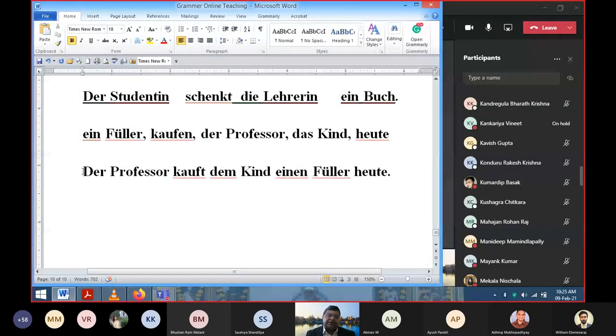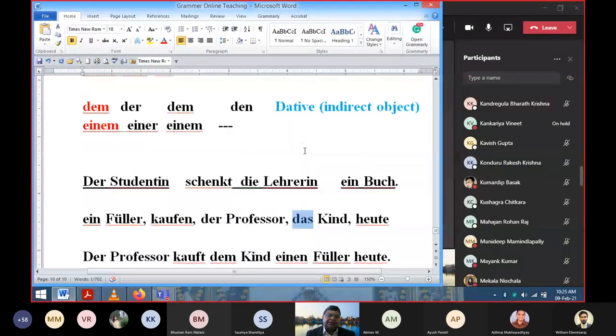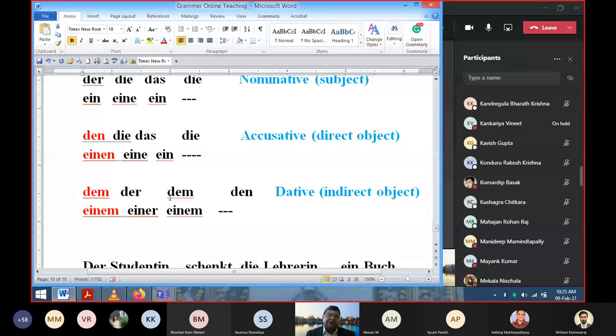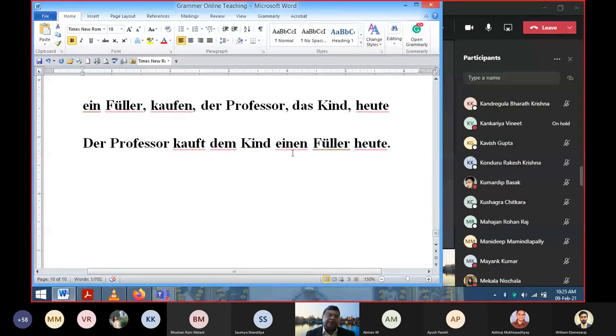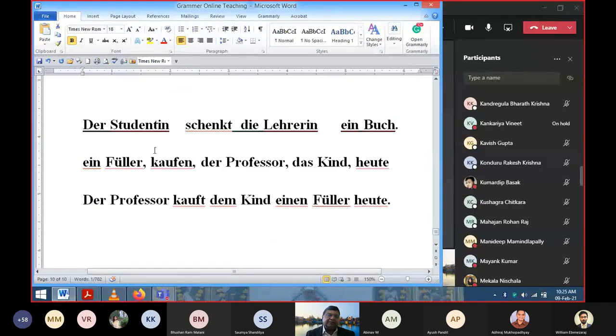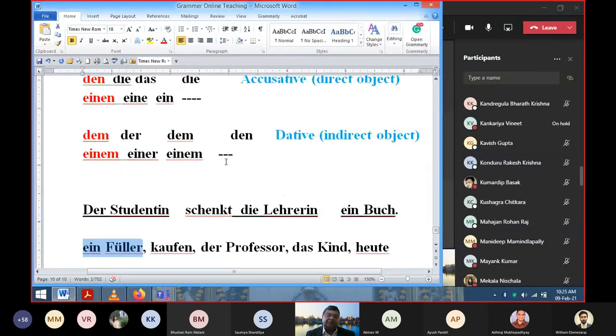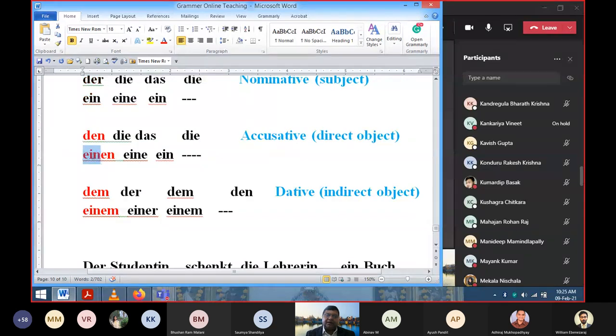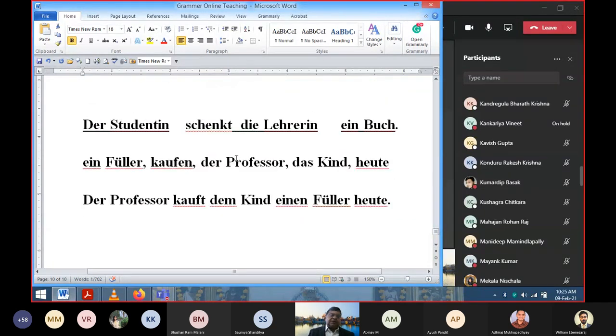Kaufen, from kaufen it should be kauft because it's a third person singular subject, so T ending should be there. So der Professor kauft. Now das Kind, it's a das neuter gender. So here in dative it has to be indirect object. To the child means dative, so it's a neuter, so neuter is dem, so it becomes dem Kind. Füller, as I said, Füller is a masculine noun, and in accusative masculine noun ein is changed into einen. So einen Füller. Heute means today. So der Professor kauft dem Kind einen Füller heute.